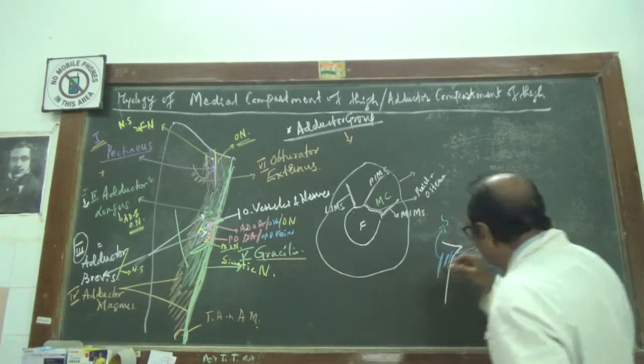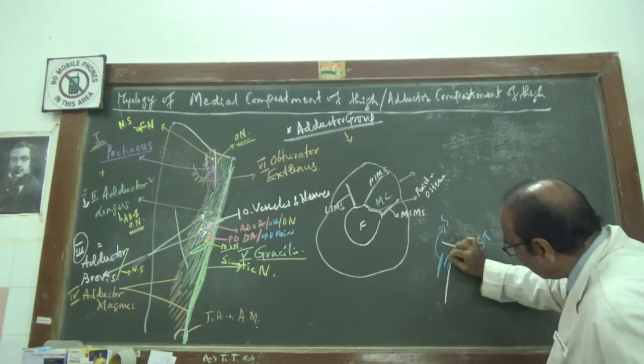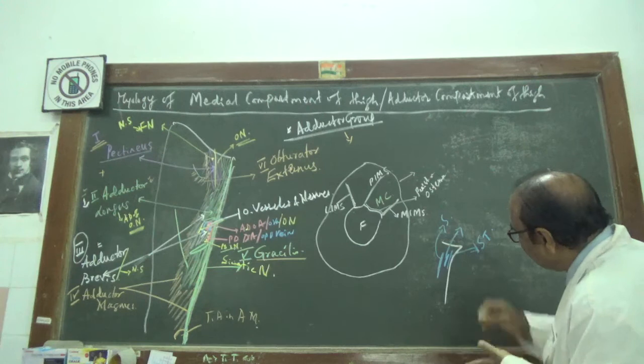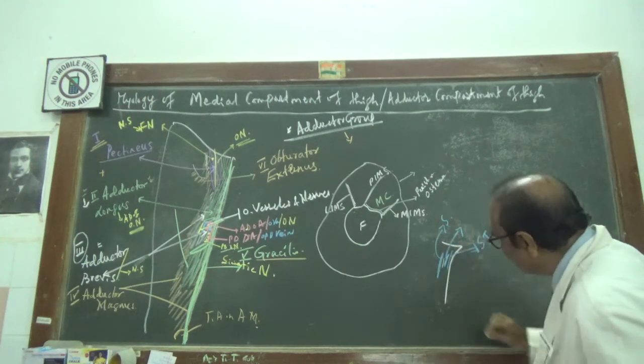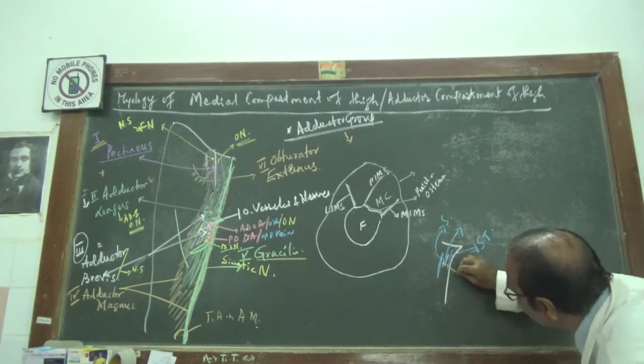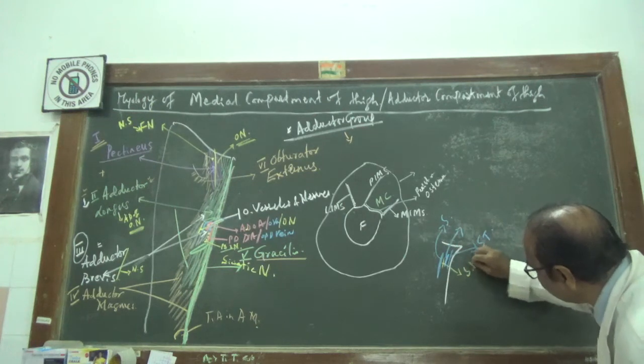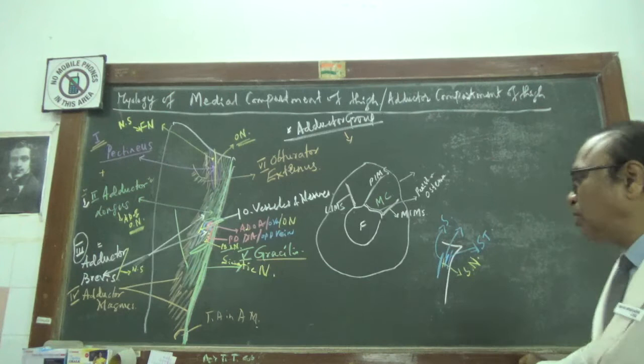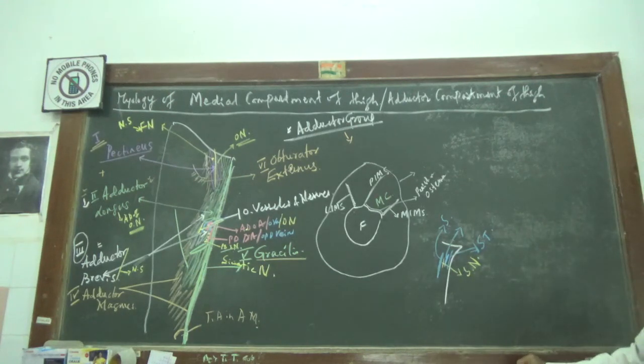But in between the insertion of the sartorius and the insertion of gracilis, in front of the gracilis, there will be one nerve. That nerve is called the saphenous nerve, which is a branch of the femoral nerve. So that is the relation there.